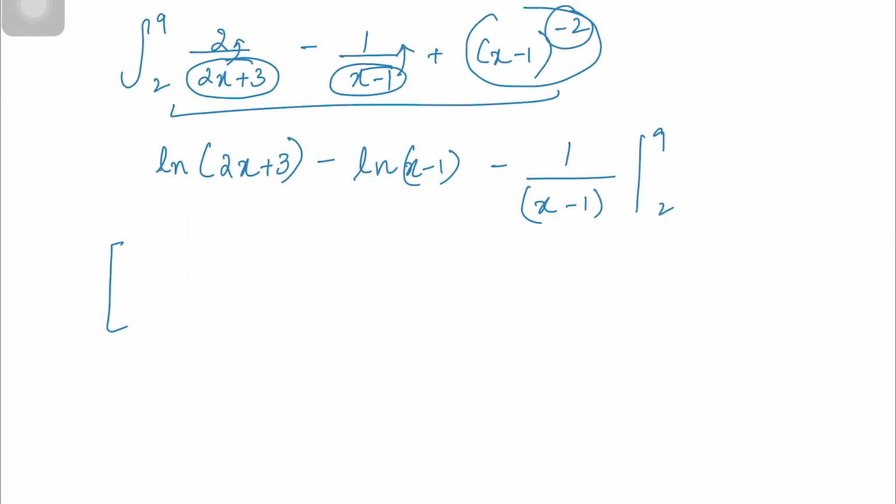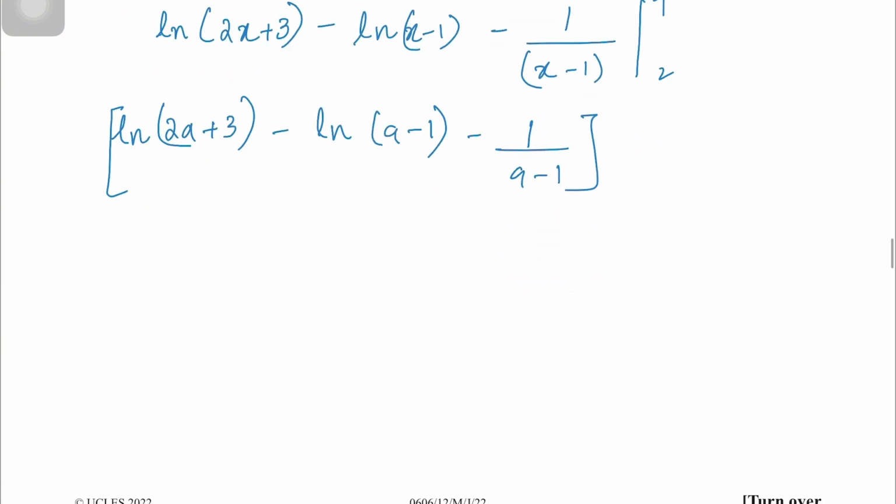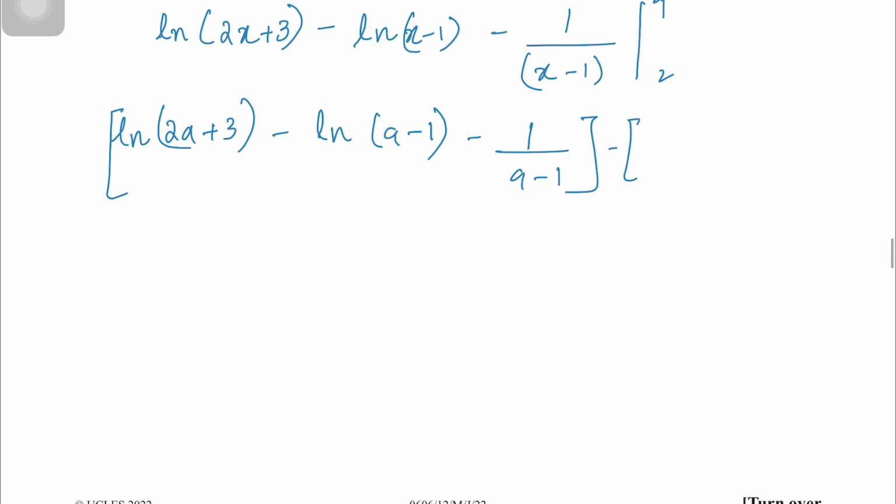Let's just apply the limit of a first, so this would be ln of 2a plus 3, then negative ln of a minus 1, then negative a minus 1. So we have this as the upper limit. Now we'll move on to our lower limit. Our lower limit is ln of 2 into 2 is 4, 4 plus 3 is 7. And then we have 2 minus 1 as ln 1, so ln 1 is basically 0.